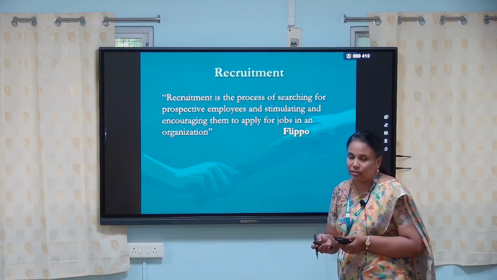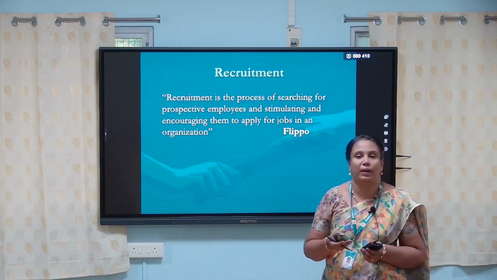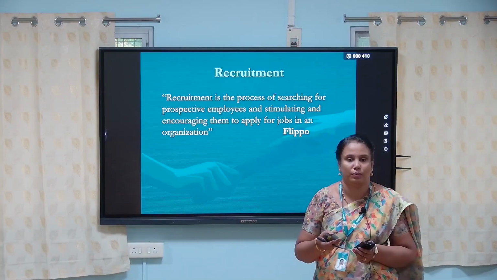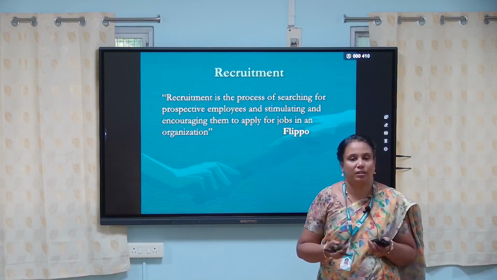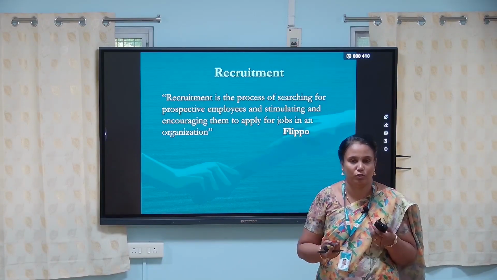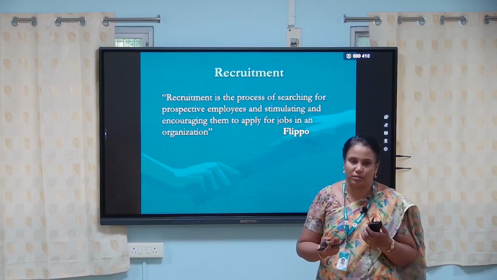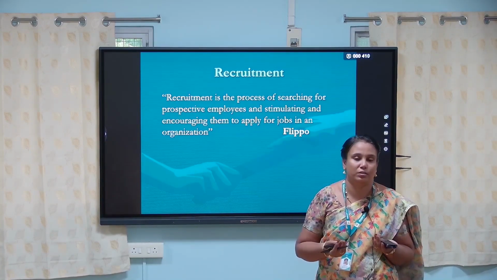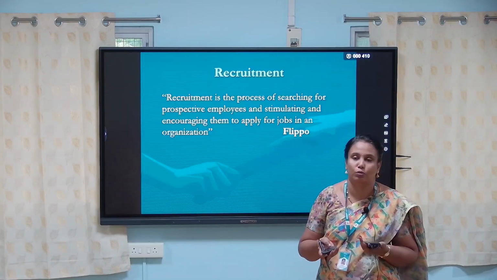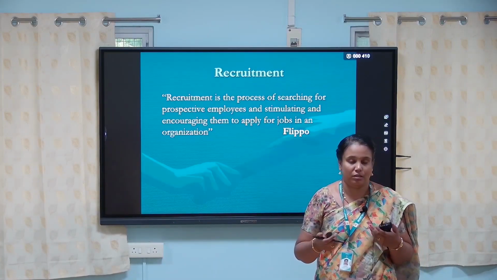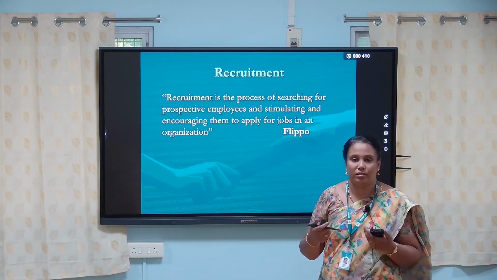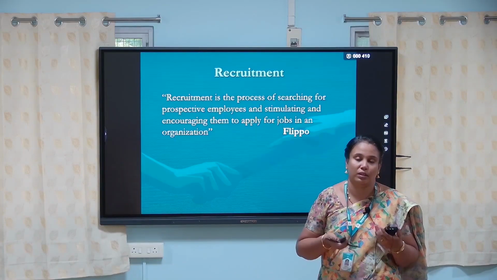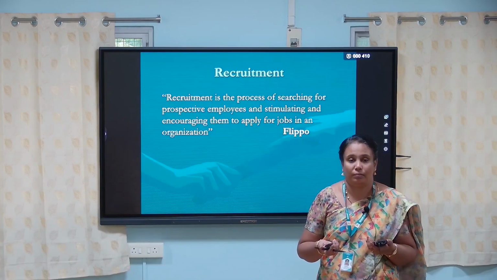Yes. So, after completing the human resource planning, the next step in human resource management, after estimating the current manpower and forecasting the future manpower, is recruitment. They will announce the vacancies through various media, through press advertisements, newspapers, magazines. They advertise the vacancies available in the organization.